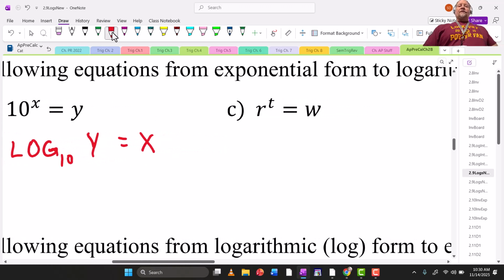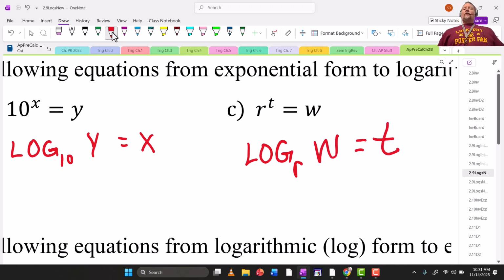All right, just letters, doesn't matter. Log base r of w equals the exponent. Do not forget that the exponent is isolated. The whole point of a logarithm is to get the exponent all by itself. Question.